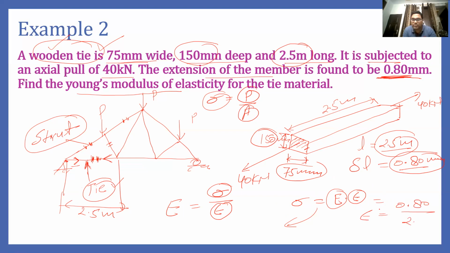Sorry, no, it should not be 2.5. Because the change is in mm, we have to convert our length in mm as well. So it will be 2500. So this is how we can find out strain, and this is how we can find out stress. By calculating these two values, we can put them in this formula of E, and then we will be able to find out the value of E. So this is how we are going to solve this problem.